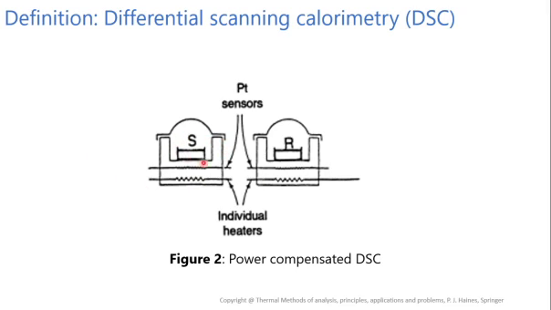Here we have a sample pan and we have a reference pan. There are two different individual heaters. By using these heaters, the heating of the sample and the heating of the reference is done. Here we have a platinum sensor, because platinum is a highly sensitive sensor, and that's why we have used the platinum sensor. Okay, so this is the diagram for the power compensated DSC, where we use individual heaters for heating the sample as well as the reference.